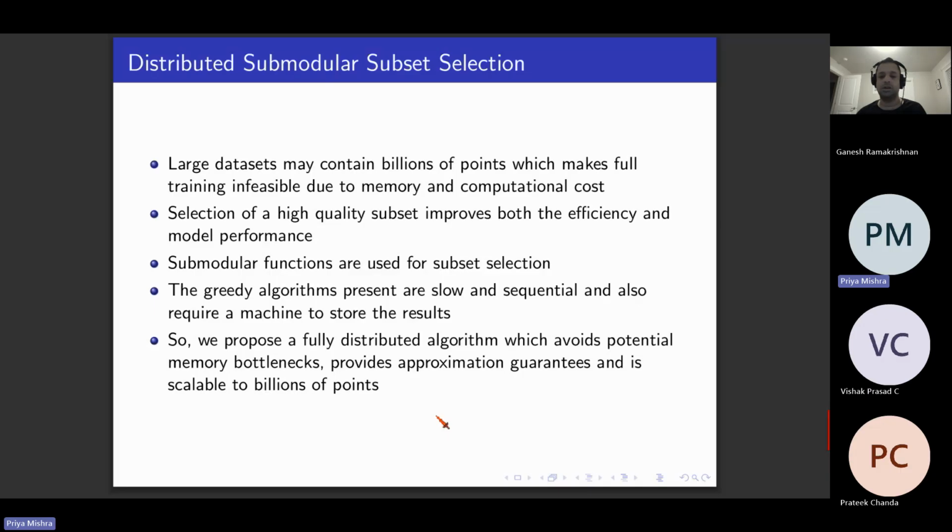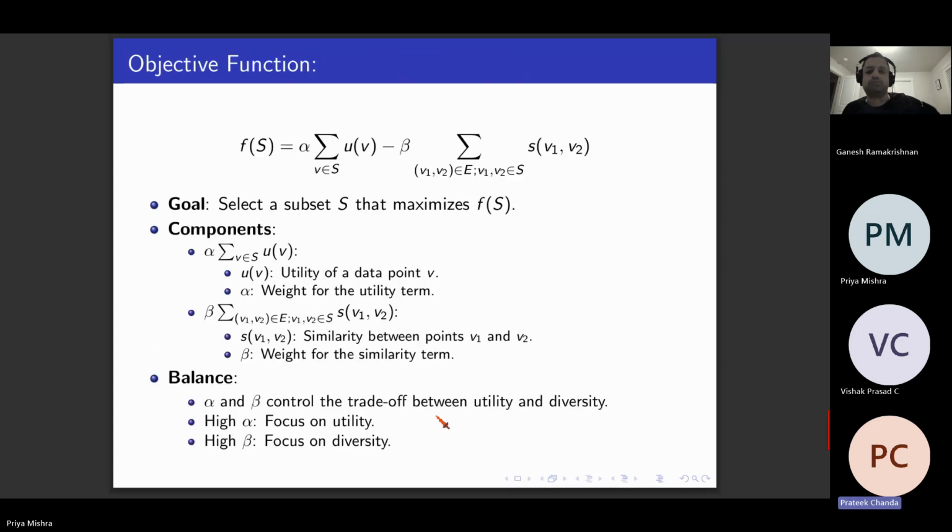Yes, you are audible. If you go to the previous slide, in the equation, this similarity is between V1 and V2. So you get a similarity matrix, right? Like between different points V1 and V2 that are part of the subset S.